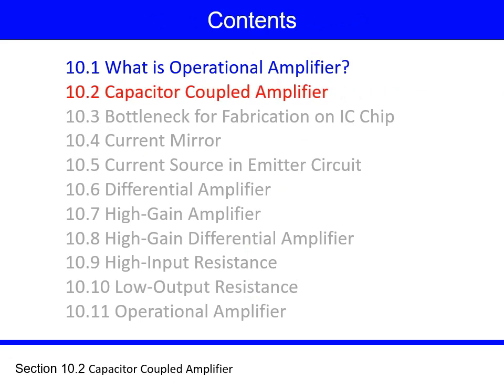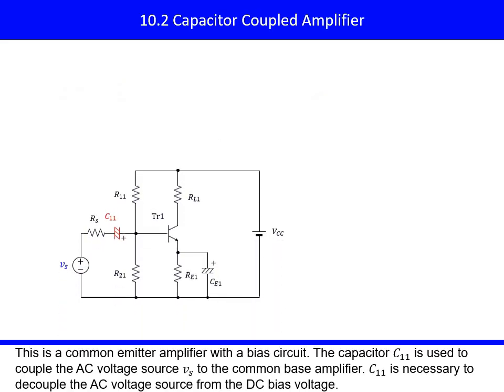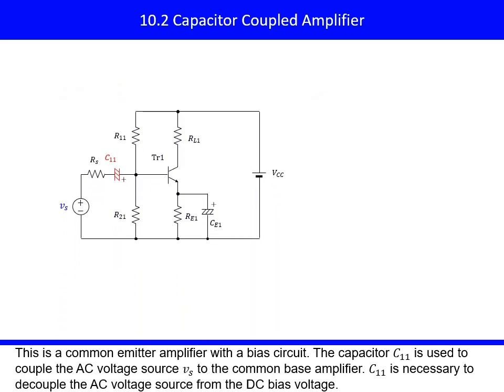Section 10.2. Capacitor coupled amplifier. This is a common emitter amplifier with a bias circuit. The capacitor C11 is used to couple the AC voltage source Vs to the common emitter amplifier. C11 is necessary to decouple the AC voltage source from the DC bias voltage.